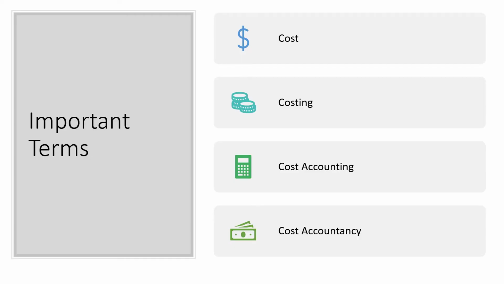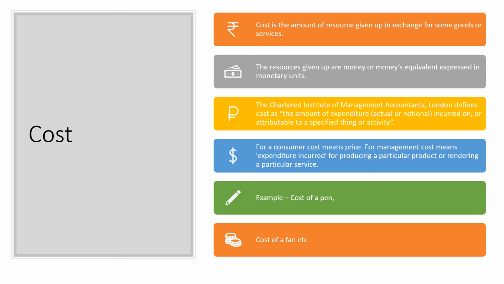Let us now move to the next topic, which deals with the important terms in cost accounting. So the major terms here are cost, costing, cost accounting and cost accountancy. We will just see the difference among each of them. First, let us see what is meant by cost. What do you think cost is? Cost is just an amount of expenditure which we are incurring on a product. In simple terms, it is the amount of resource which is given up in exchange for some goods or services.